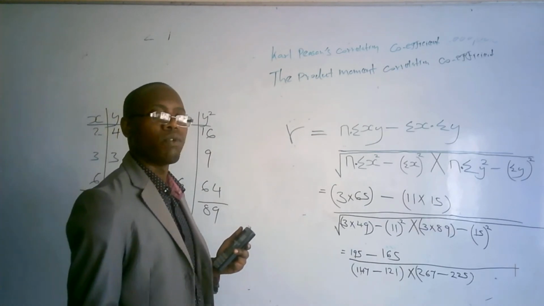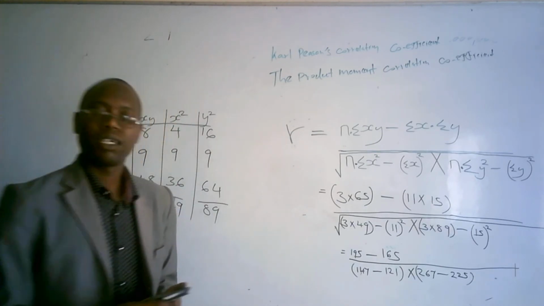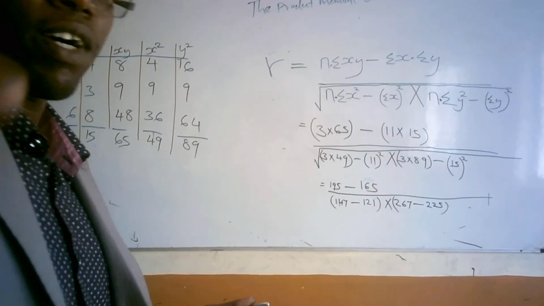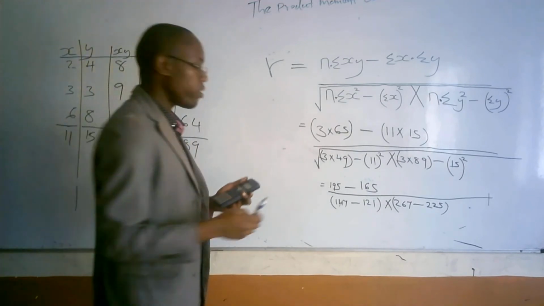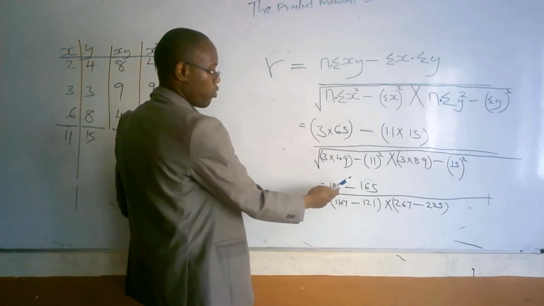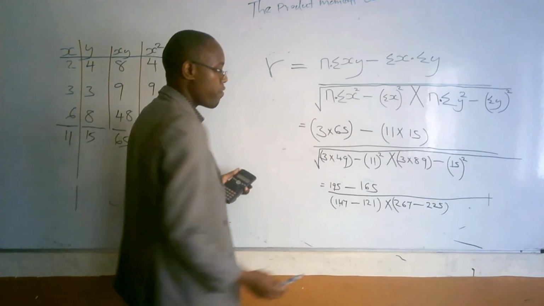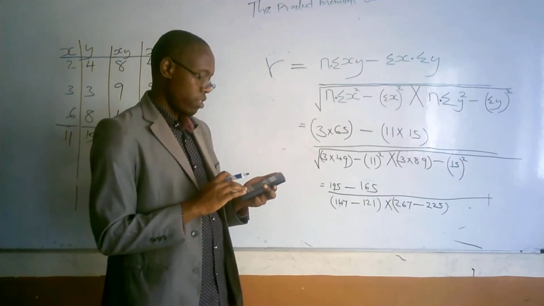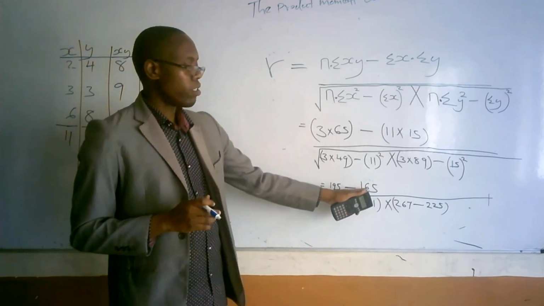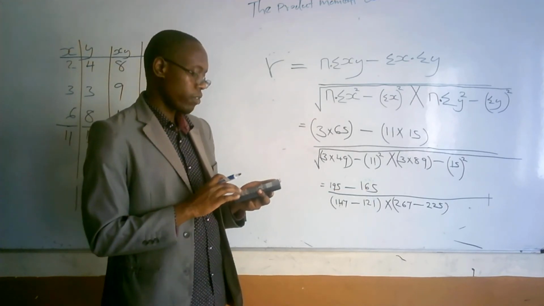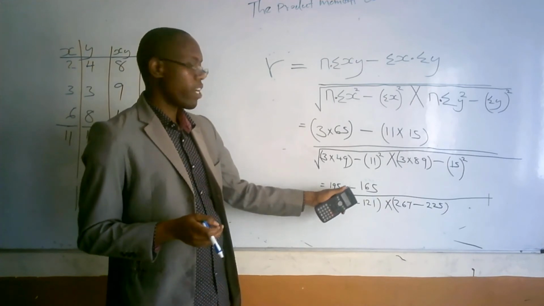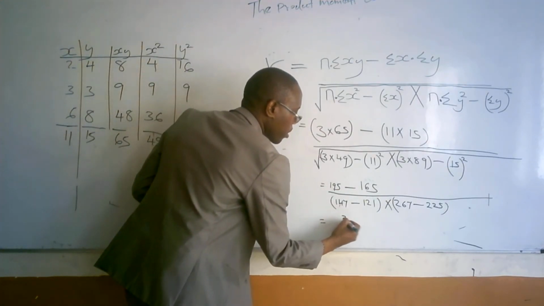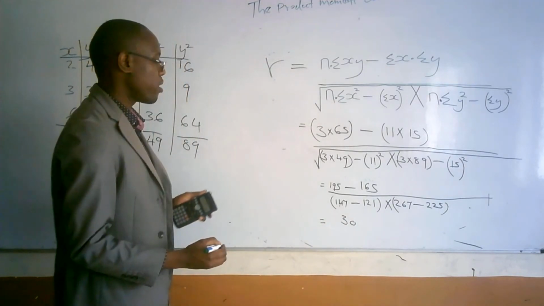So what we are going to do there, let me again adjust the camera so that you see what I'm going to do to the far end. So it's going to be 195 minus 165. So we take 195, we minus this 165 there. Then we are going to have that, so it's going to be 30.